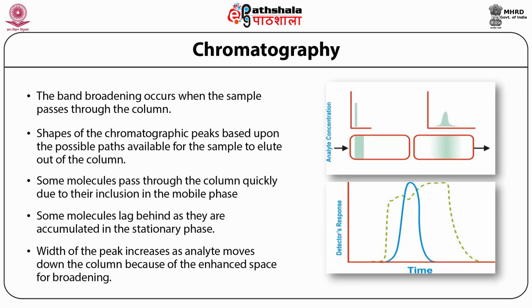Another important factor that affects column efficiency is band broadening. The band broadening occurs when the sample passes through the column. This can be explained by rate theory, which defines the shape of chromatographic peaks based on the possible paths available for the sample to elute out of the column. Some of the molecules pass through the column quickly due to their inclusion in the mobile phase, while others lag behind as they are accumulated in the stationary phase. This results in a Gaussian-shaped chromatographic band with widened velocities around the mean value. Thus, the width of the peak increases as the analyte moves down the column because of the enhanced space for broadening.